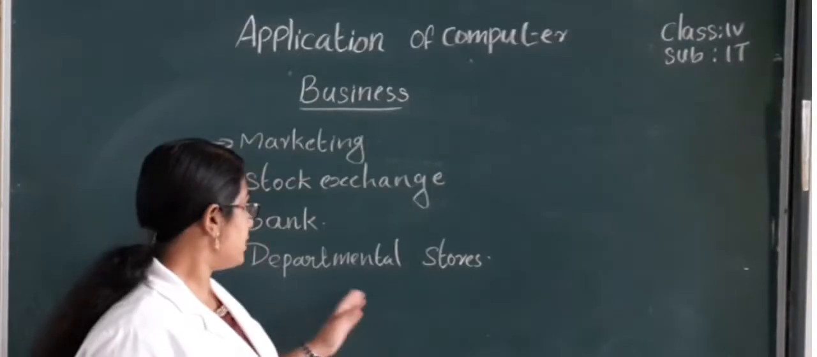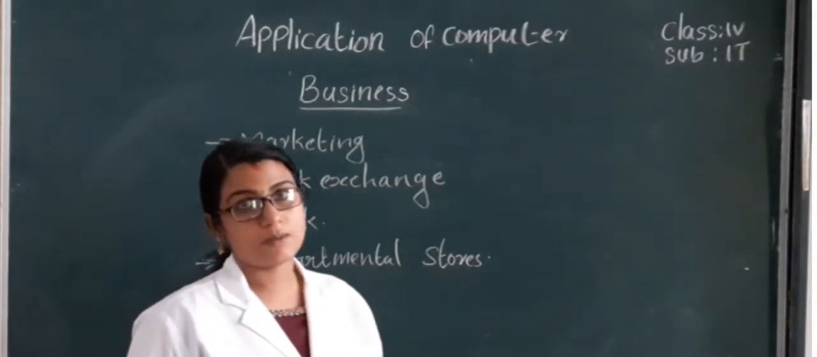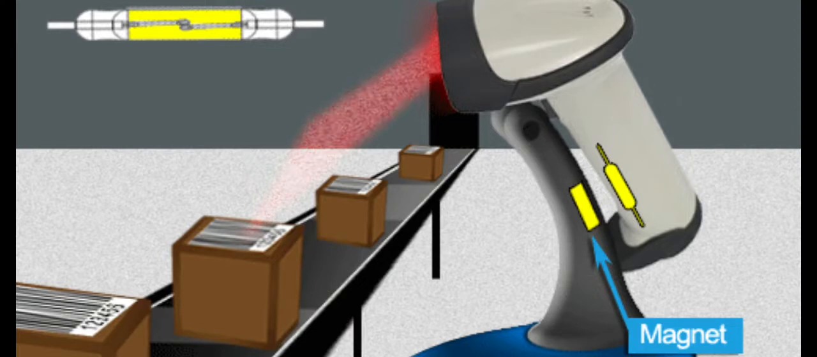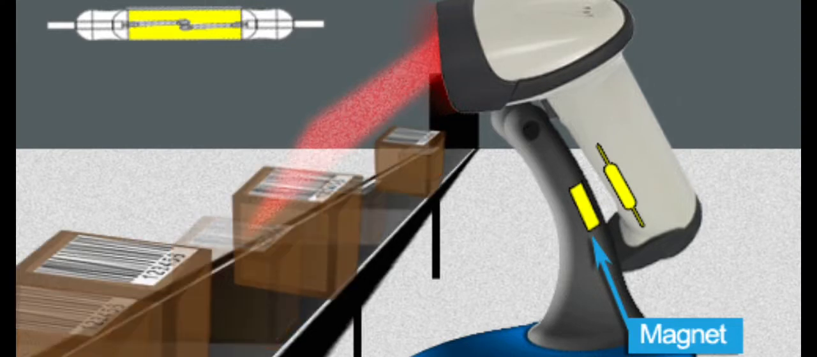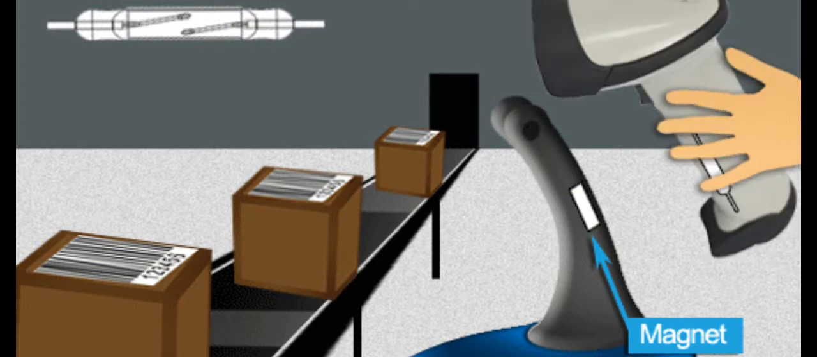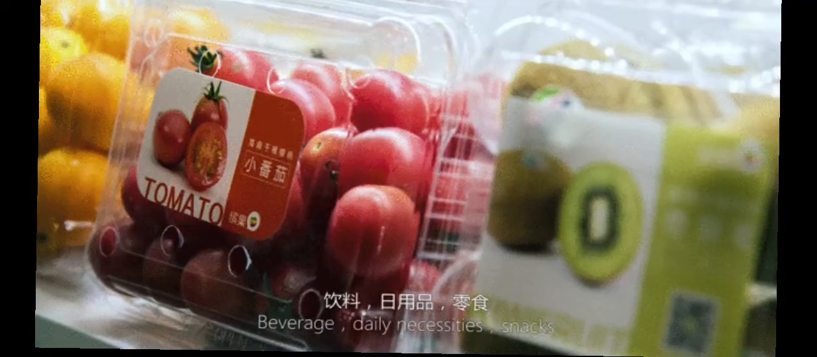The next one is departmental stores. Barcode readers are used in big departmental stores to generate invoices and track the stock inventory with the help of computers.